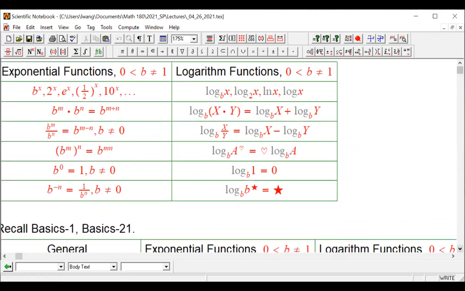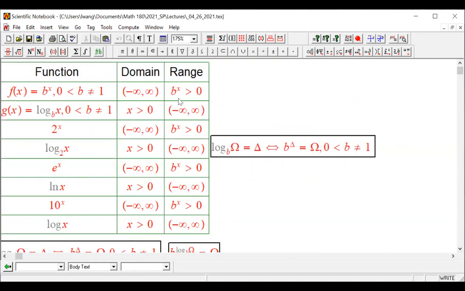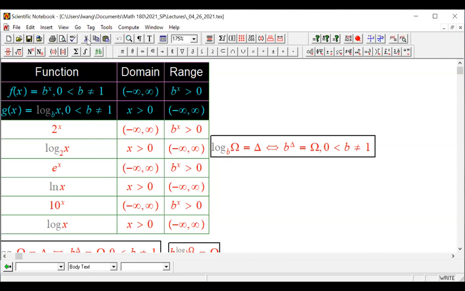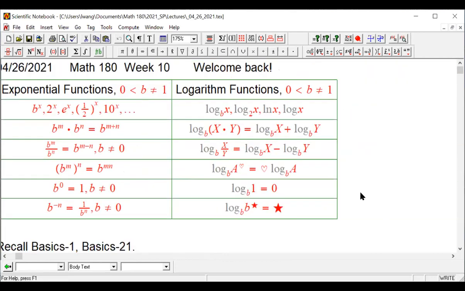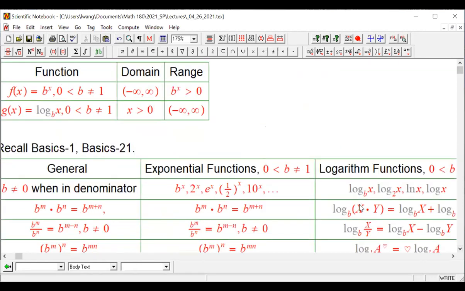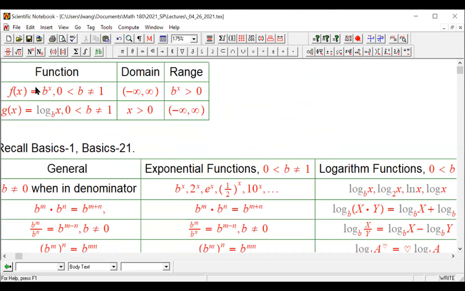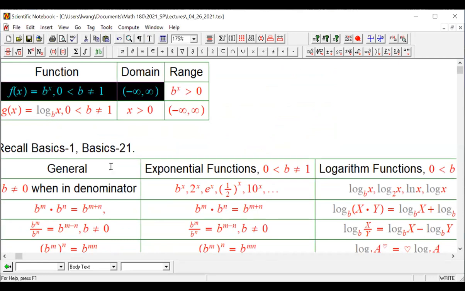And then regarding the functions, you really just need to know these two cases: domain and range. Because all the others are special cases. All the others are special cases, right? You just have to know these two cases and you can get the other cases.